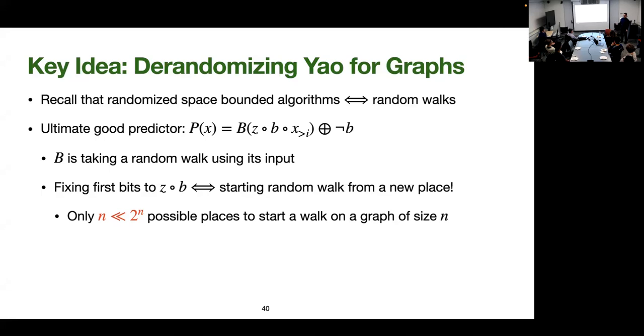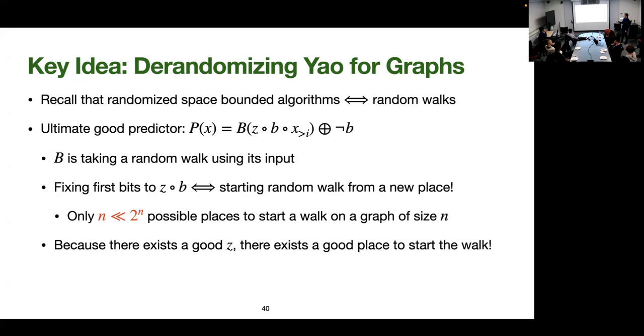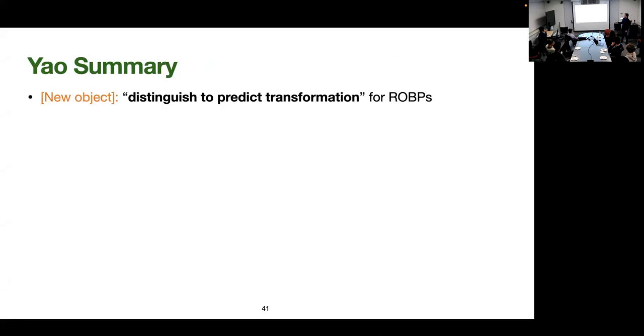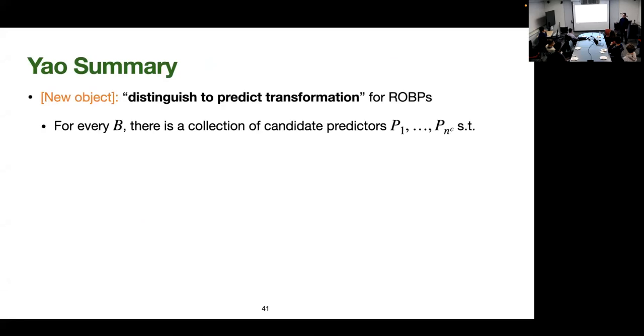And this is basically the Markovian property of random walks. Once we know where we are, we no longer care about the previous bits or how we got there. Because there exists some good prefix z, there must exist a good place to start the walk that gives us a predictor with good advantage. So that is the complete proof of one of the key technical tools in our paper. The other key technical tool has a longer proof, unfortunately.